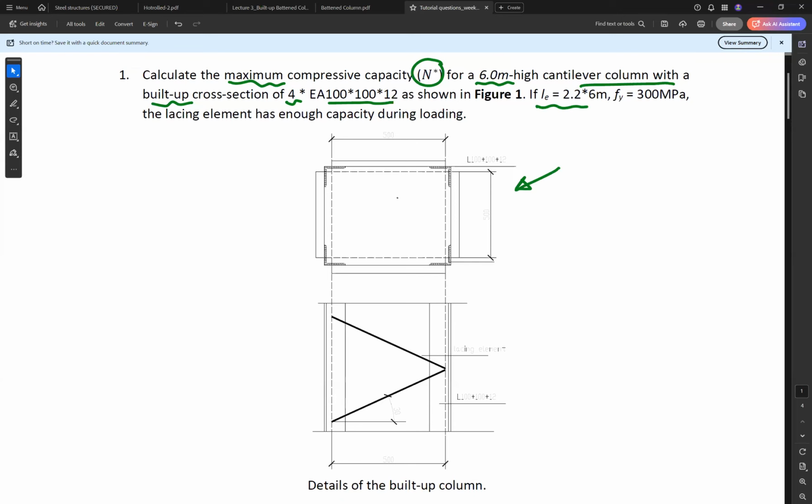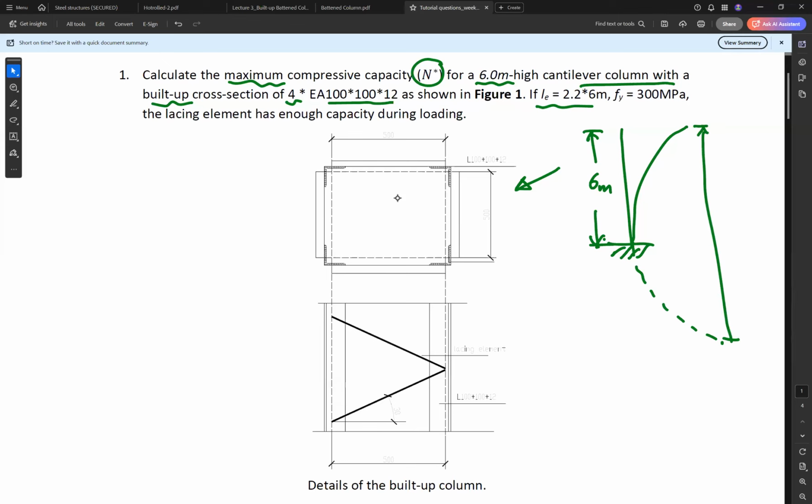And the buckling length, or the effective length, for the column is 2.2 times 6 meter, because it is a cantilever column. So if this is 6 meter, the buckling length actually is this length, which is 2.2 times 6 meter. The yield strength of the steel is 300 megapascal, and we assume that the lacing element has enough capacity during the column loading.